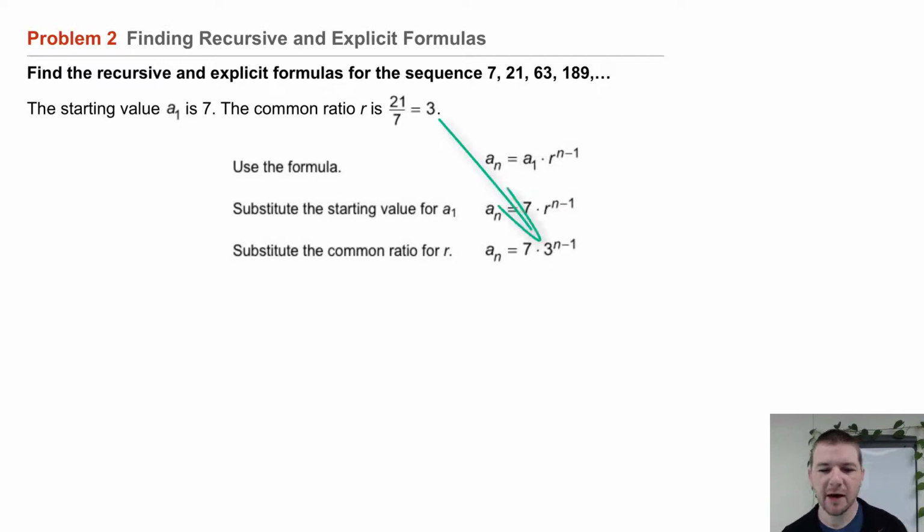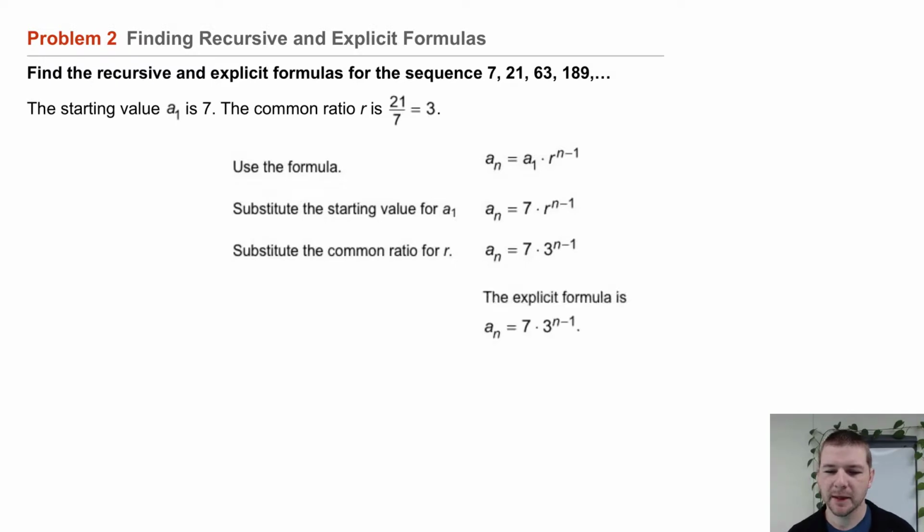Finally, we substitute in our common ratio, 3, for r, to arrive at a sub n equals 7 times 3 raised to the n minus 1 power. So the explicit formula for this same sequence is a sub n equals 7 times 3 raised to the n minus 1 power.